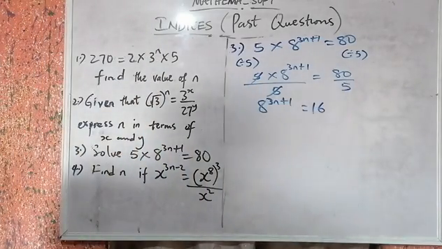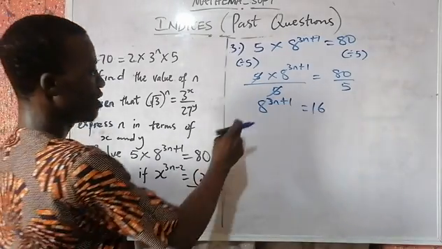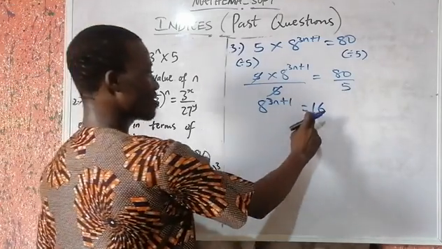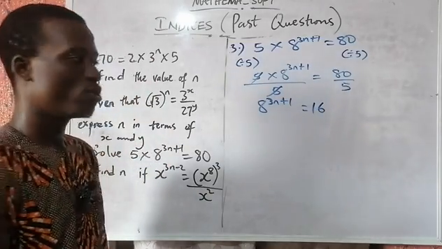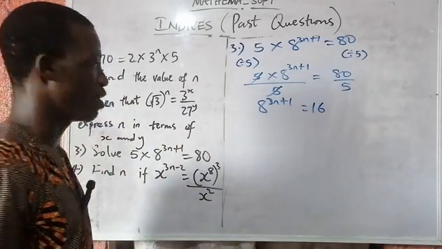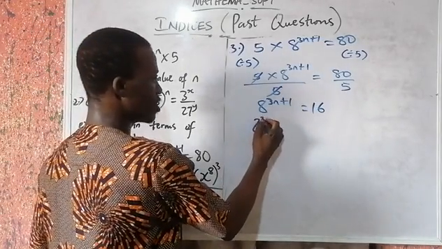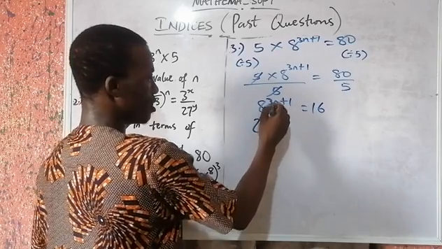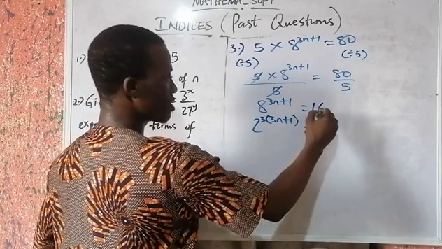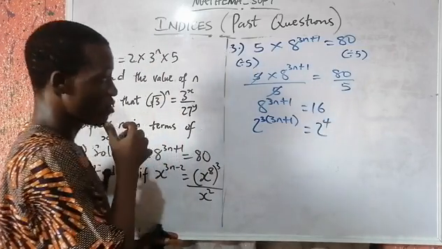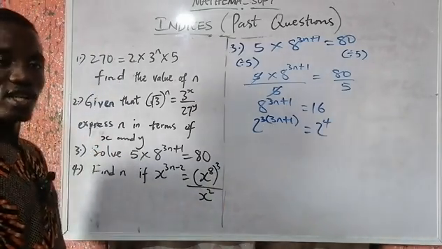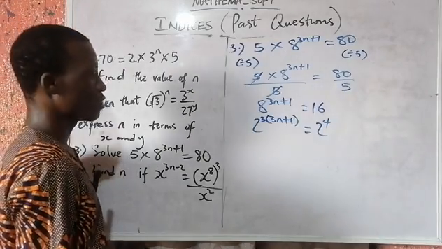So by observation, when you look at this, 8 can be expressed as a power of 2, and 16 can be expressed as a power of 2 also. So that makes us think about having the same base so that we can compare the power. So let's do that. 8 is 2 raised to power 3. Bracket what is here before, 3n plus 1 equals, this 16 is 2 raised to power 4. When you multiply 2 in 4 places, you get 16. When you multiply 2 in 3 places, 3 times, you get 8. So that's correct.